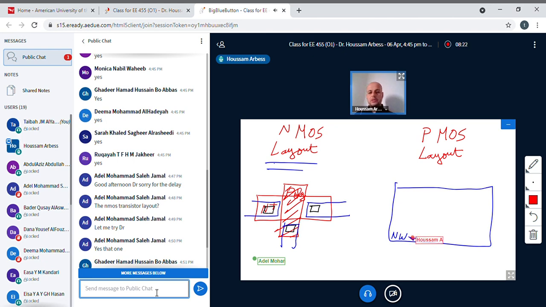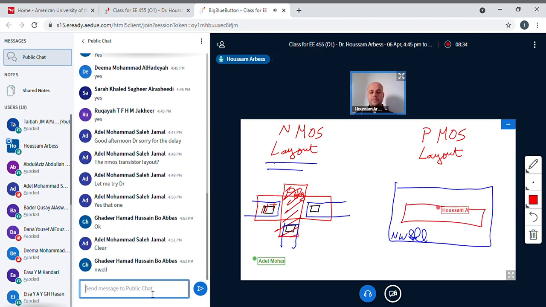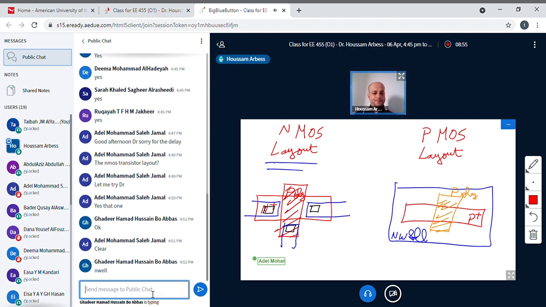Come on. I don't know why my pen is not working. So inside the NWell, we have the P plus layer, and also we have the polysilicon. So this one is the poly. Is it clear, guys? Okay.